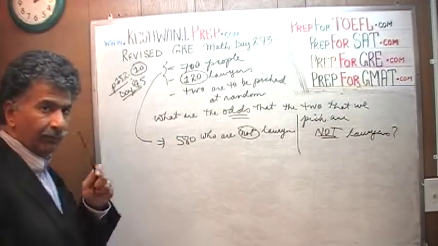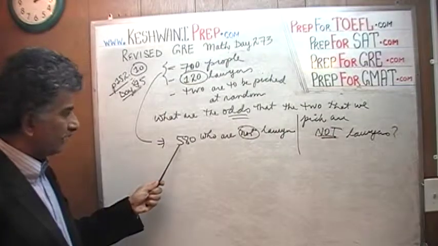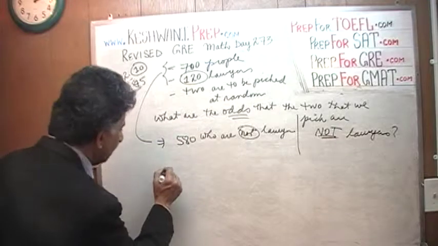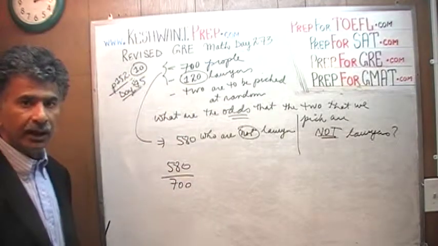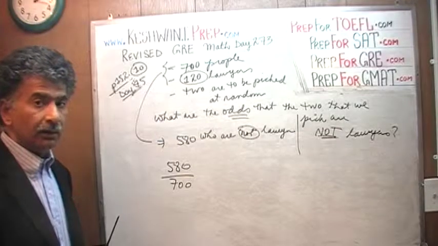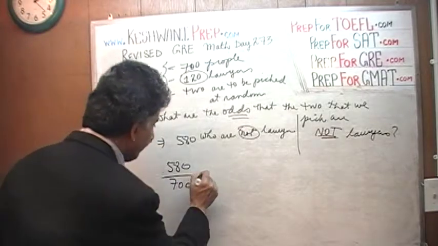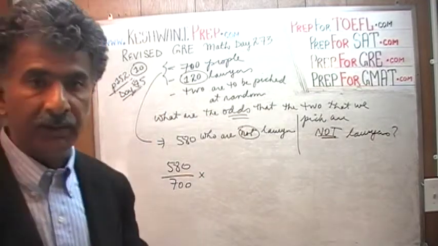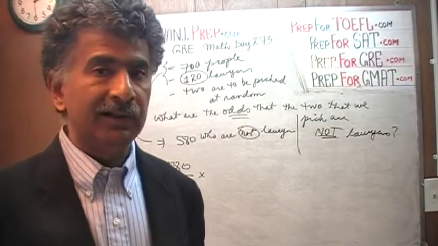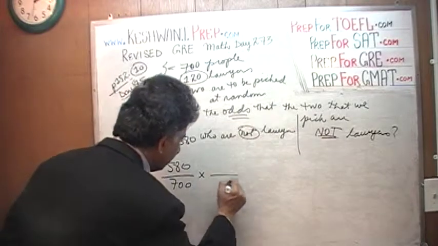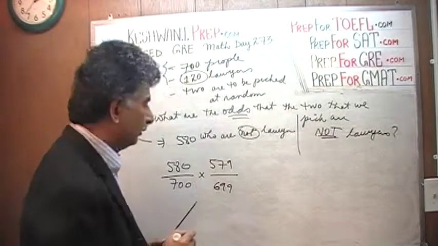So in the first round, the odds of picking the first guy who is not a lawyer: there are 580 out of 700 who are not lawyers. Therefore, the odds are simply 580 out of 700. After we have picked the first guy, this is the part where things get prickly. Among the remaining 699 people, we have only 579 who are not lawyers.